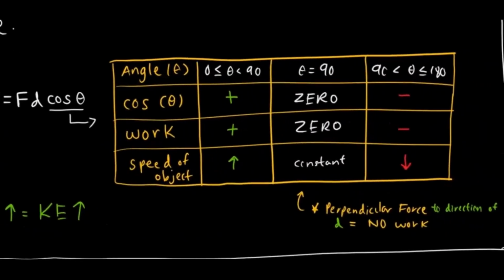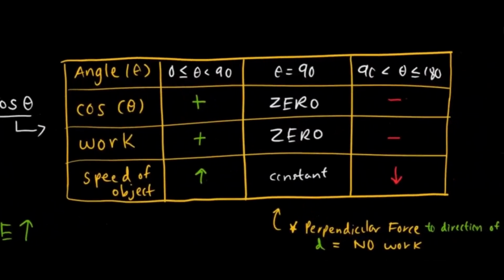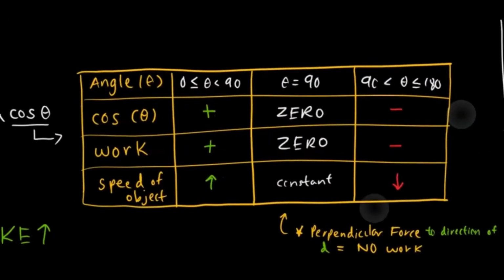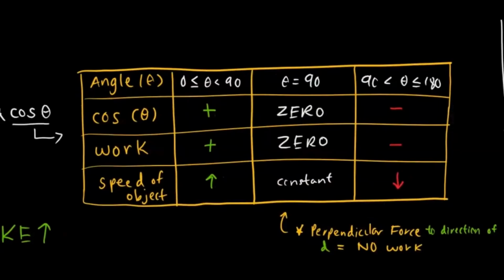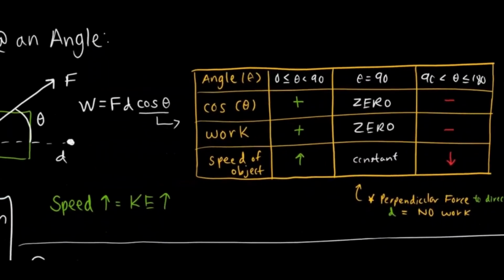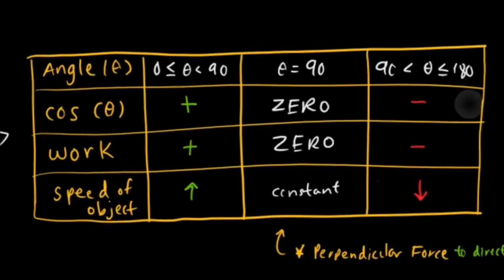All right. So here is a pretty nice chart which lays everything out. When theta is in between 0 and 90 degrees, you're going to get a positive value for cosine theta. And that also means you're going to have positive work, which means the speed of the object is going to be increasing, right? Because work is change in energy. So if your change in energy is increasing, that means you have more kinetic energy.